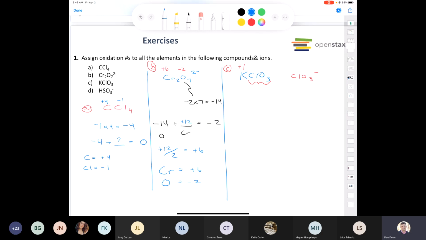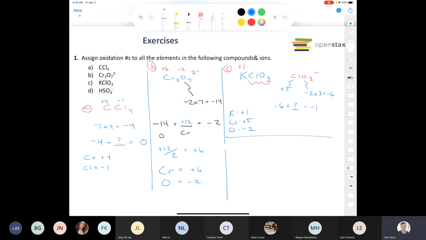Well, we know that oxygen is almost always -2. So if we have -2 and there's 3 oxygens, that gives us -6. Now, -6 plus something gives us the overall charge of -1. So what would that be? That means that the chlorine has to be +5. So our chlorine is going to be +5. So we've got our potassium, which is +1. We've got our chlorine, which is +5. And we have our oxygen, which is almost always -2.